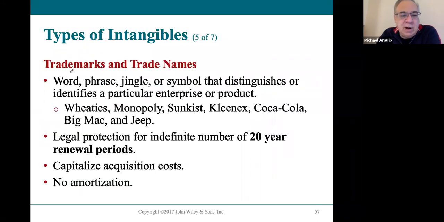All right, so a trademark or a trade name, it could be a word, phrase, jingle, symbol, what have you. Basically, it's legal protection of exclusive use of that trademark or trade name. These are 20-year renewable periods. So there's no foreseeable end in sight, so there's no amortization. Okay.